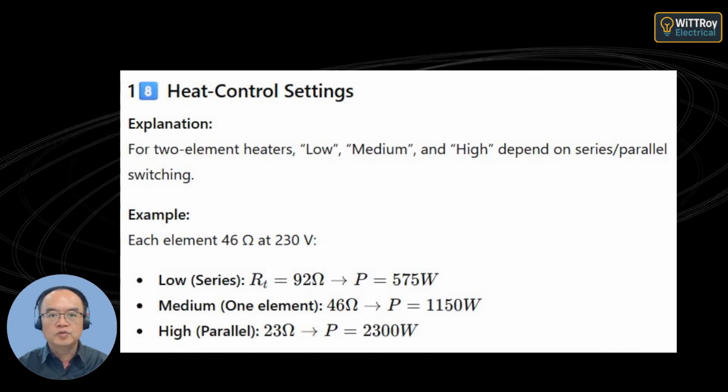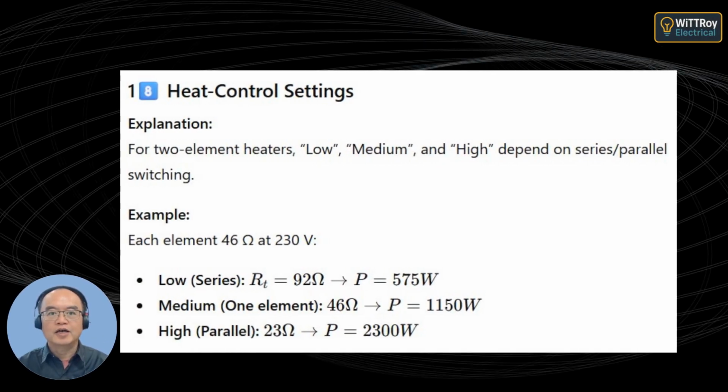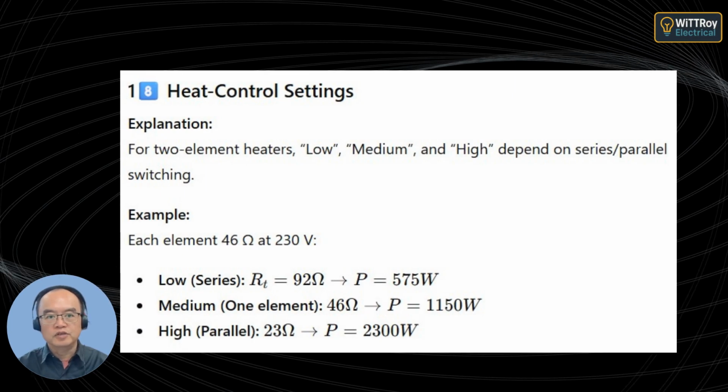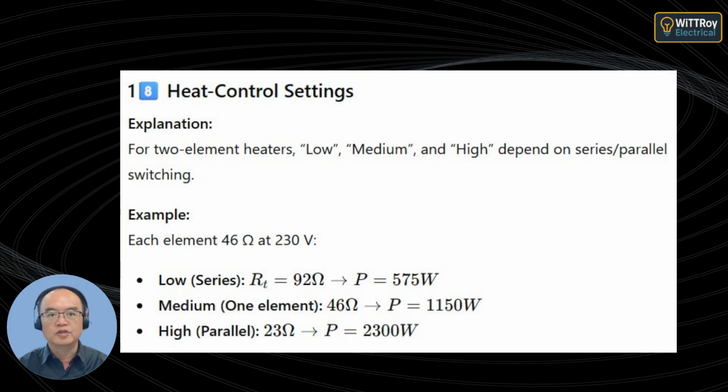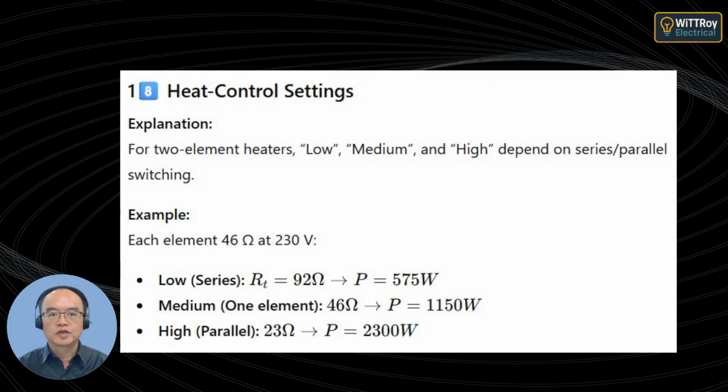Two-element heaters can switch between series and parallel. At 230 volts, if each element is 46 ohms, series gives 575 watts, one element gives 1150 watts, and parallel gives 2300 watts. That's how low, medium, and high work on your heater.